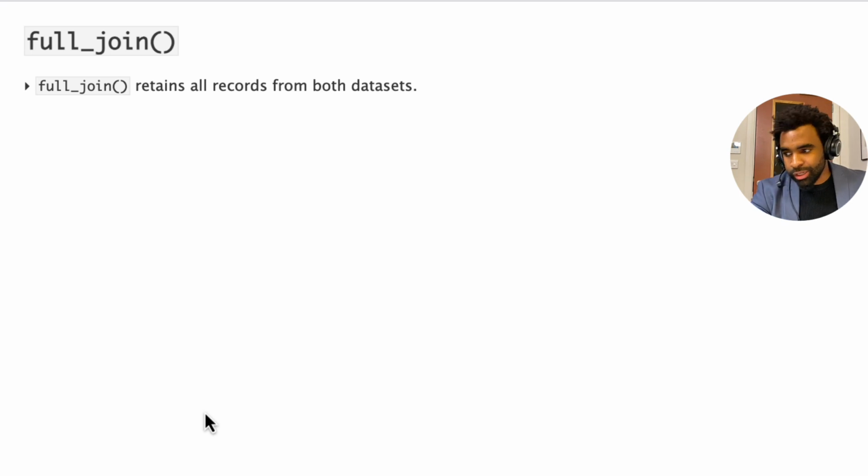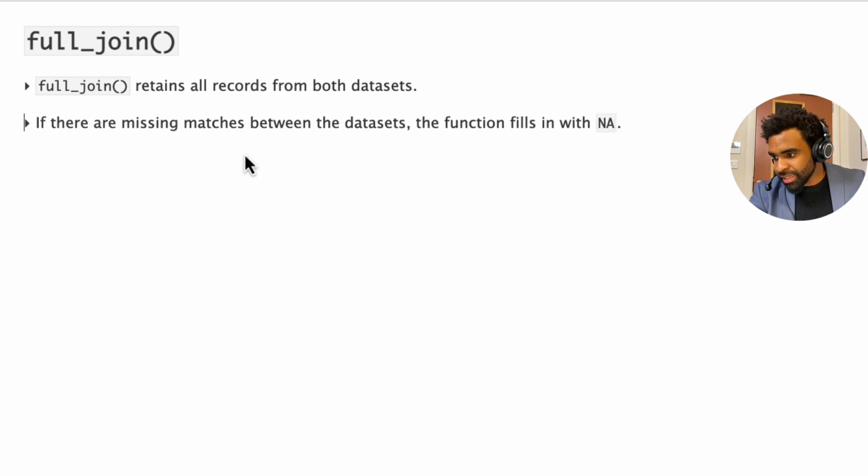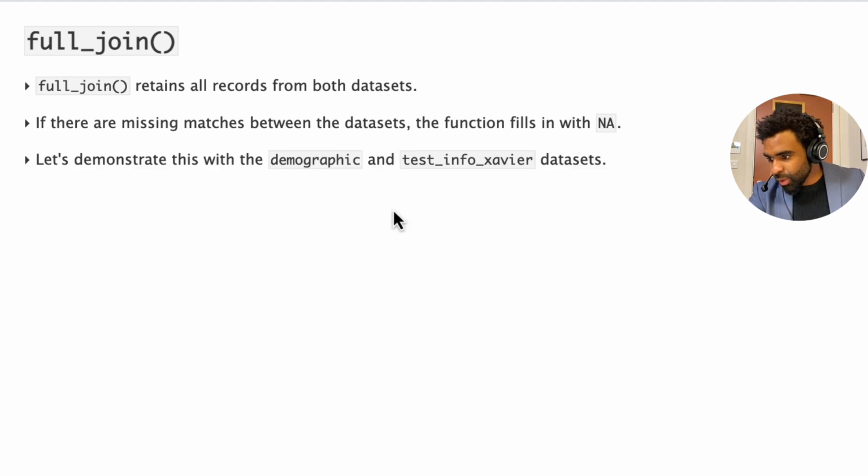Now, last but not least, we have the full join. The full join retains all records from both datasets. So if there are missing matches between the datasets, the function will just fill in the NAs. Okay? And we can demonstrate this with the demographic and test info Xavier datasets.